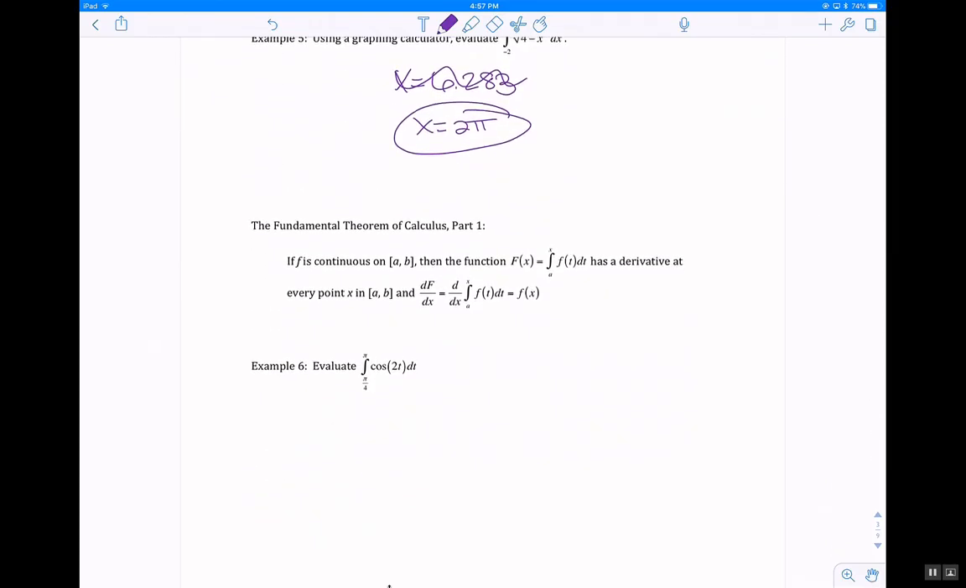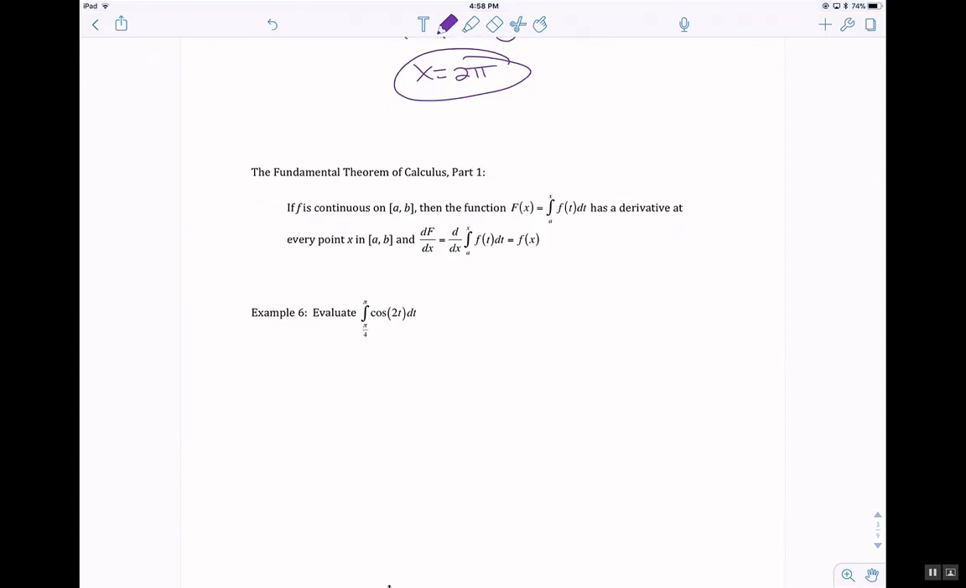All right. Fundamental theorem of calculus part 1 is taking the derivative of the antiderivative. Example 6 is kind of in the wrong spot. I'm going to start taking the derivative of the antiderivative with example 7. So with example 6, we're going to use u substitution. So u is equal to 2t. So du is equal to 2 dt. So dt is equal to du over 2.